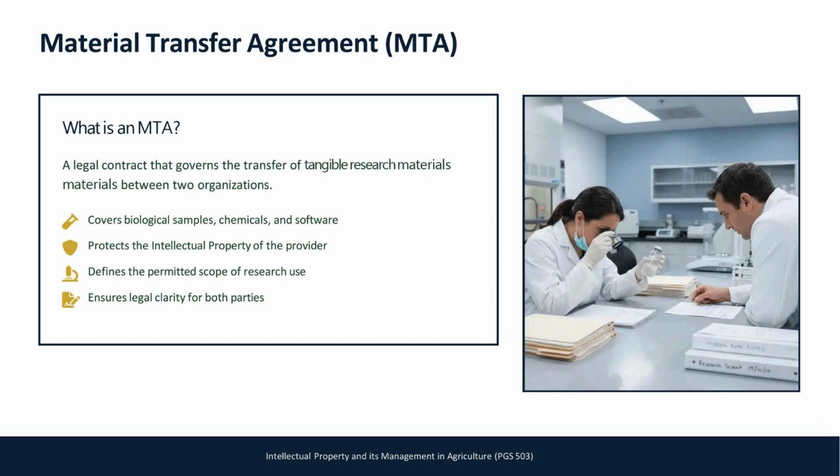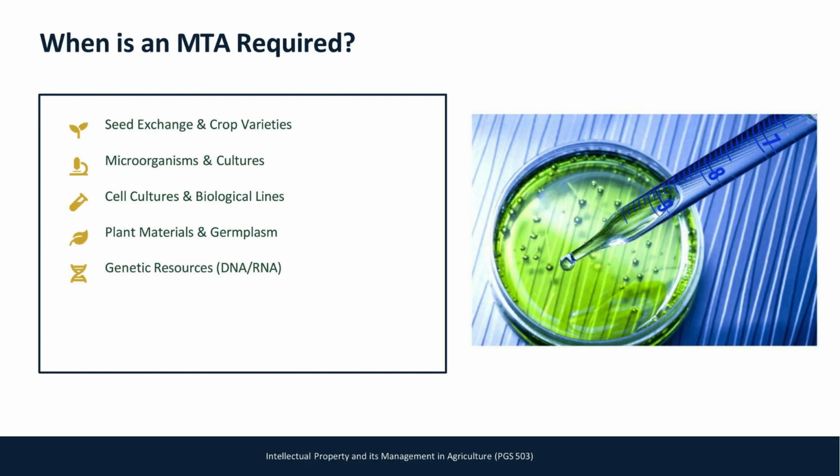What is an MTA? A legal contract that governs the transfer of tangible research materials between two organizations. This covers biological samples, chemicals, and software, protects the IP of the provider, defines the permitted scope of research use, ensures legal clarity for both parties. So essentially, while a license agreement deals with the rights to use technology, an MTA deals specifically with the physical transfer of research materials. One more important concept is, when is an MTA required?